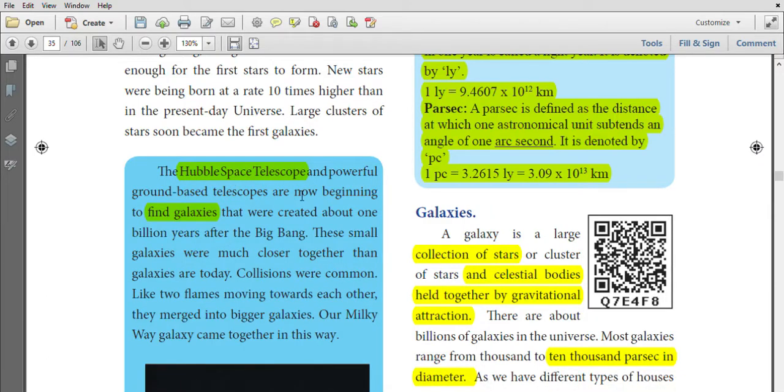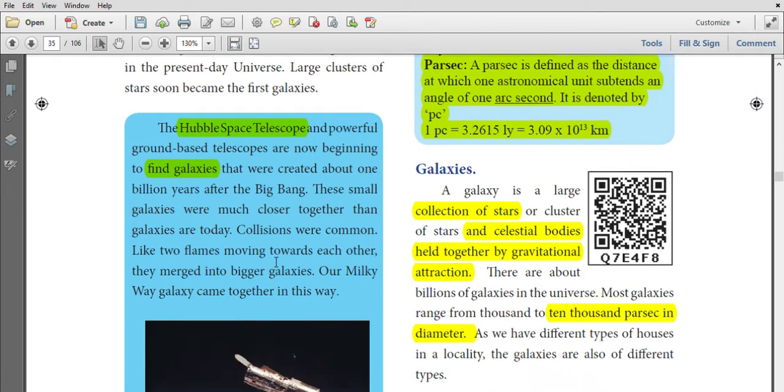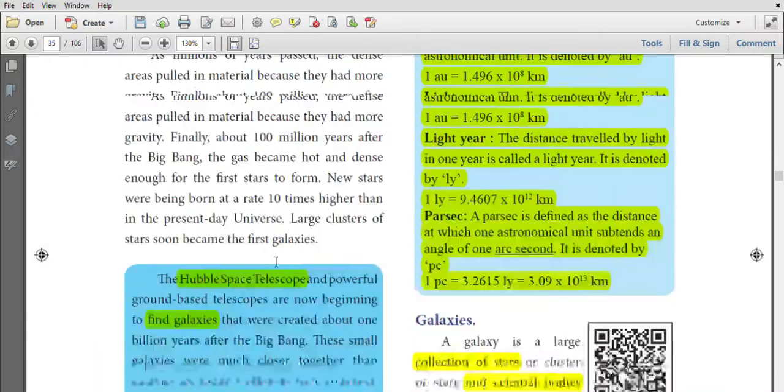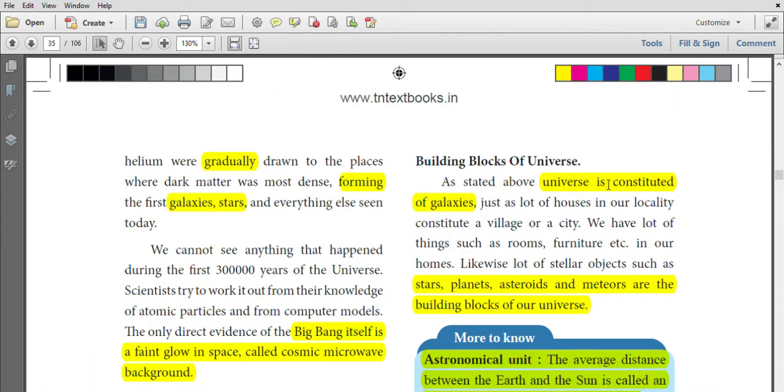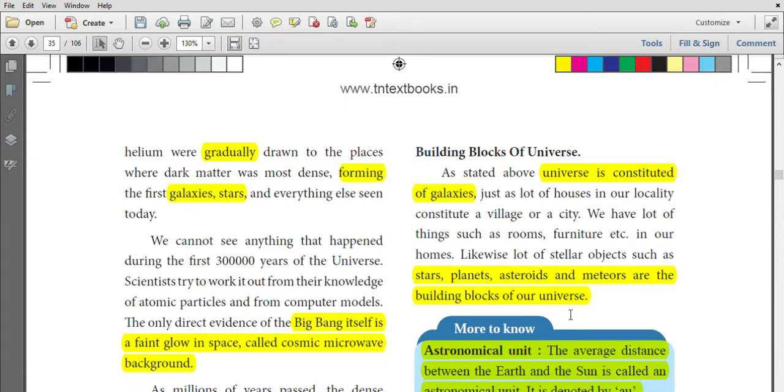The Hubble Space Telescope was launched by NASA. The telescope finds many galaxies. The universe is constituted of galaxies. The universe consists of stars, planets, asteroids and meteors. These are the building blocks of the universe.